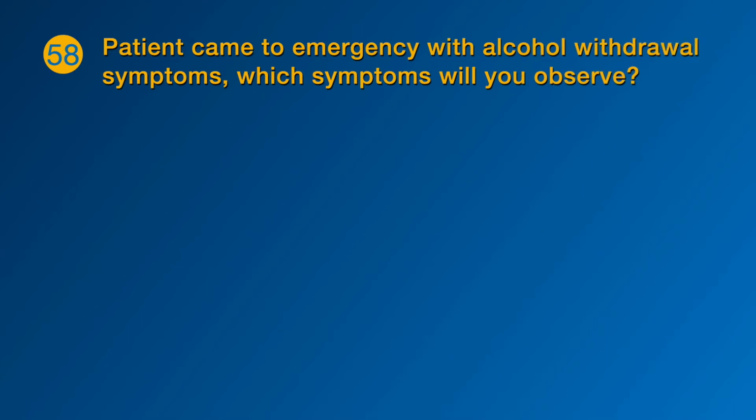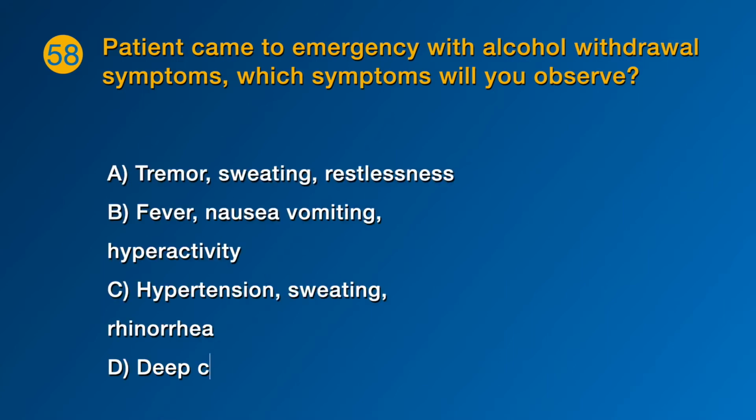Next question is, patient came to emergency with alcohol withdrawal symptoms. Which symptoms will you observe? Options are tremor, sweating, restlessness, fever, nausea, vomiting, hyperactivity, hypertension, sweating, rhinorrhea, and deep coma, lacrimation, tears. So answer is B, tremor, sweating, restlessness.